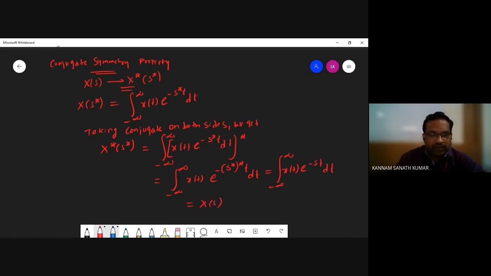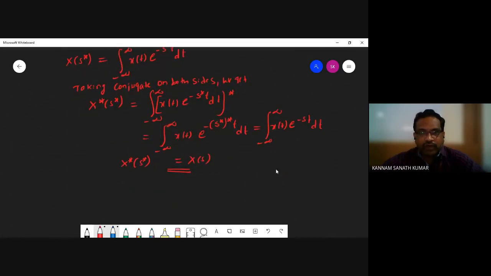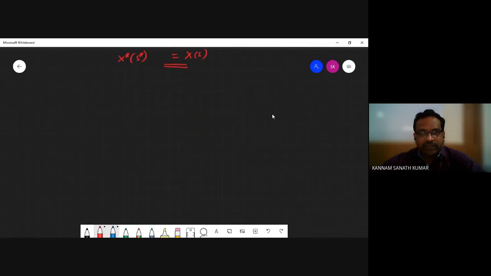So you calculated the Laplace transform, that means x conjugate of s conjugate, so what you got is equal to x of s. This is nothing but the conjugate symmetry property. So one is the conjugate property, first one is the conjugate property and the next one is the conjugate symmetry property. So this is how you have to prove the conjugate property and the conjugate symmetric property.